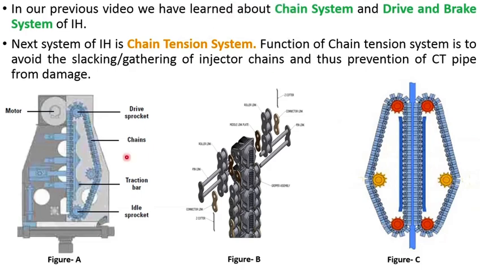Now we can see this from these diagrams. In this diagram, the chain is in a tight and straight position. Just imagine that if this chain gets loose, then when the coiled tubing pipe passes through it, it will bite it or damage the coiled tubing pipe. So the chain tension system is used to protect the pipe from damage.